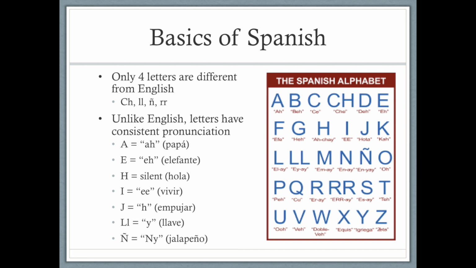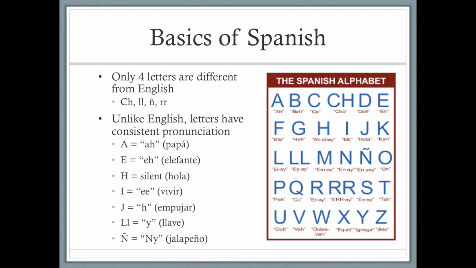The other thing that's really important to understand about Spanish is that the pronunciation is very consistent and it is a phonetic language. Let's go through the pronunciations of some letters in Spanish. A makes the A sound, as in papa. E makes the E sound, as in elefante. And notice that all 3 of those E's are pronounced the exact same way. H's in Spanish are always silent, as in hola, except after the C in che.